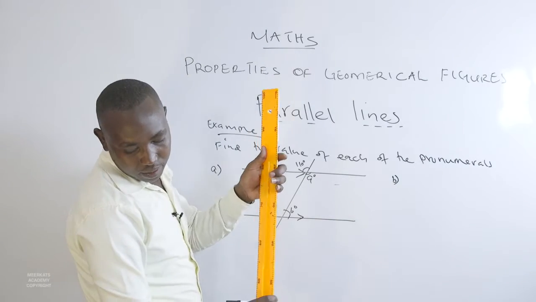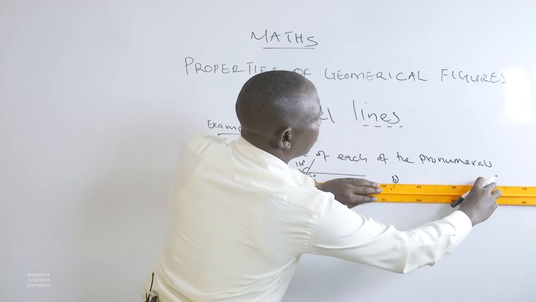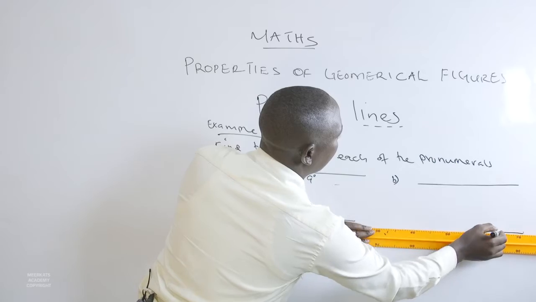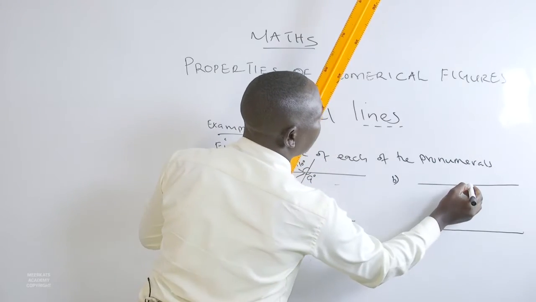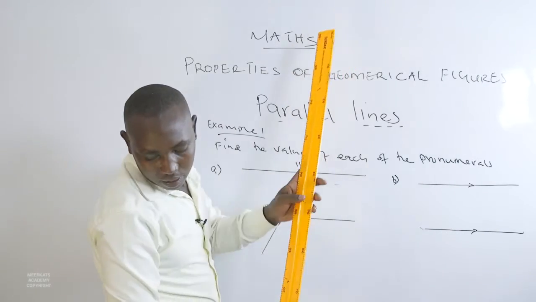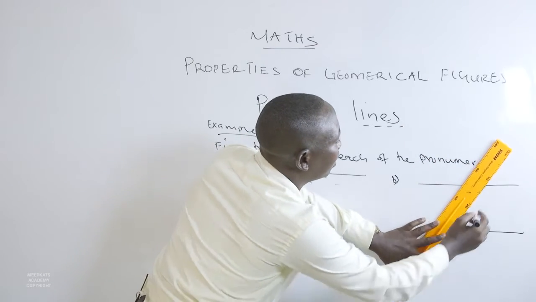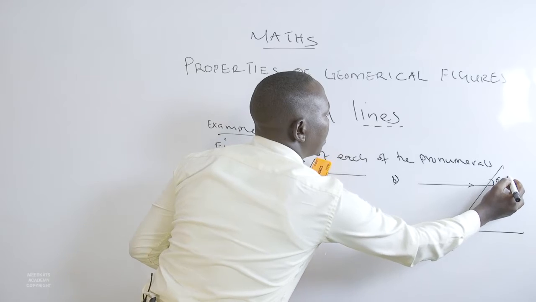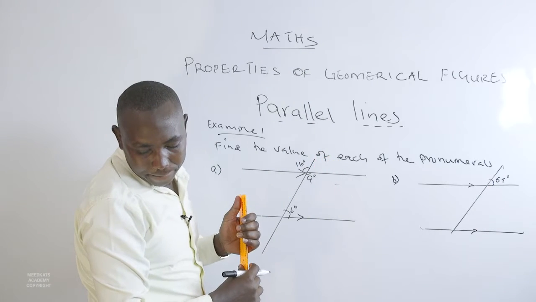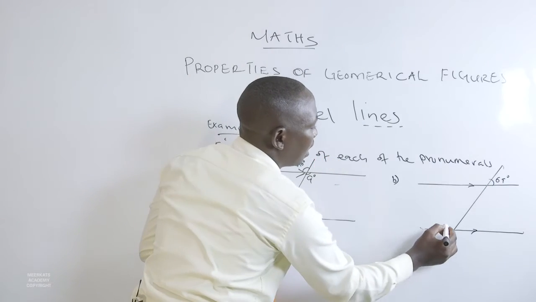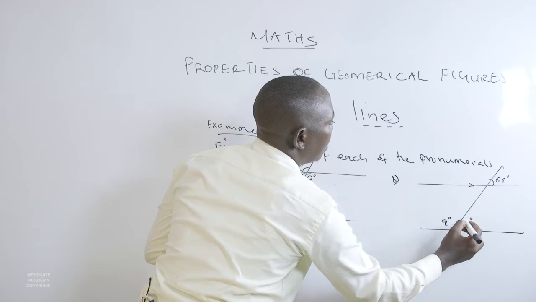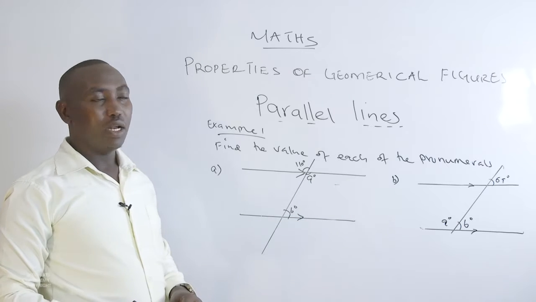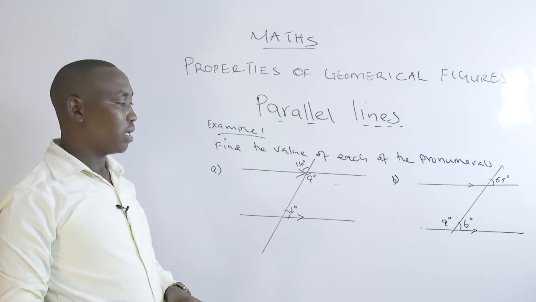Then part B, we still have a pair of parallel lines. Then we have a transversal. This angle formed is 69 degrees. This is A degrees, and that is B degrees. So we want to find the value of these pronumerals.